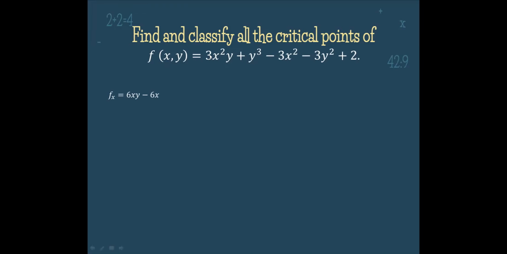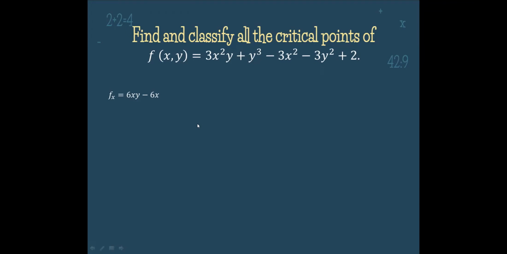Here, with respect to x, we have 3x squared y giving 6xy, and y cubed is a constant, so that means 0. Then we have negative 3x squared, so that becomes negative 6x. And of course, these two are constants, so they are both zeros.